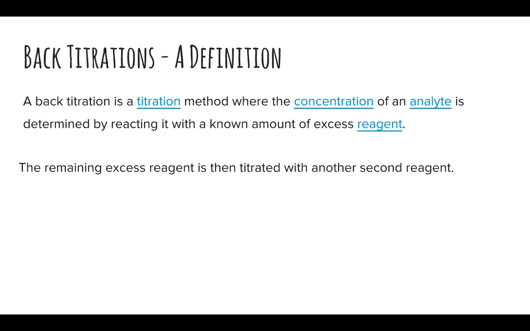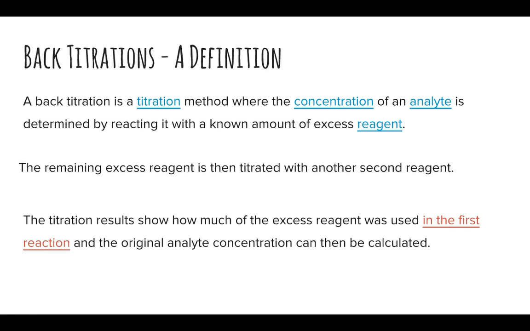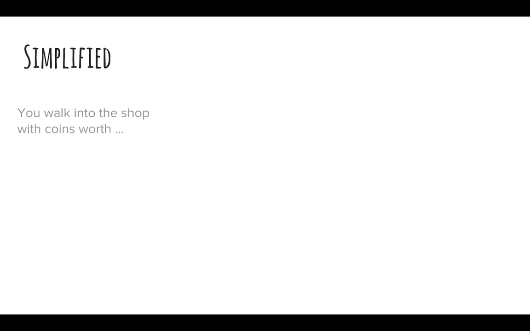The remaining excess reagent is then titrated with another second reagent. Those titration results will be able to show us how much of the excess reagent was used in the first reaction, and therefore the original analyte concentration can then be calculated. So how does this work in simple terms?